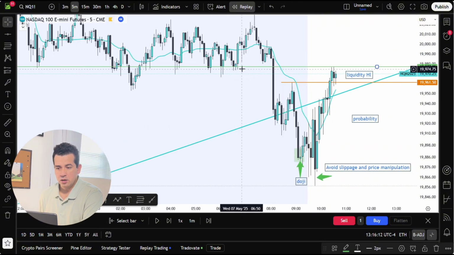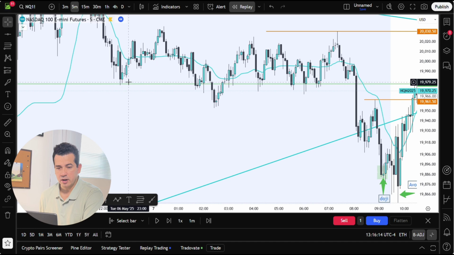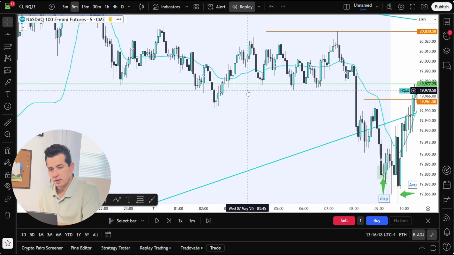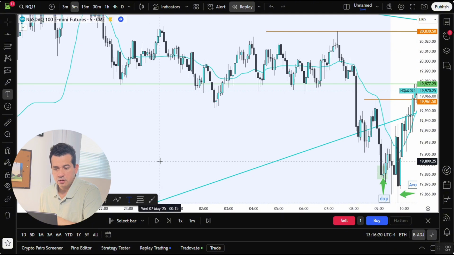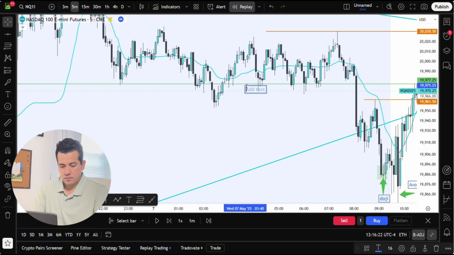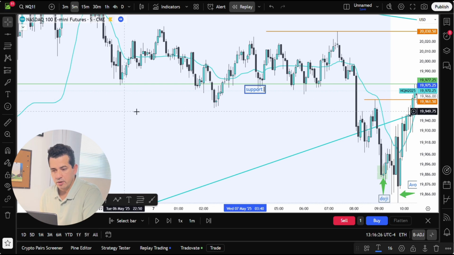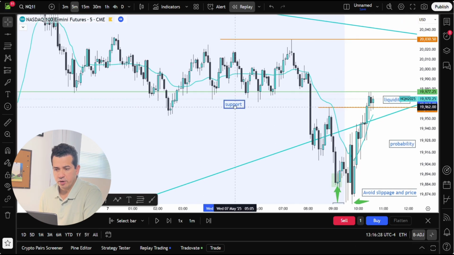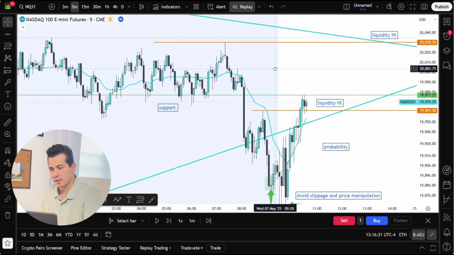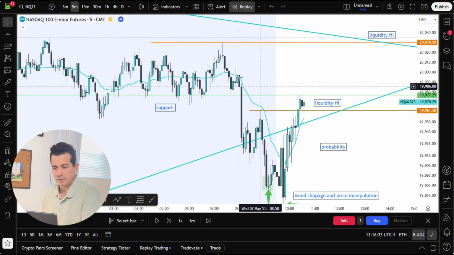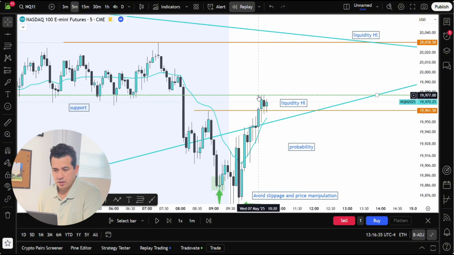Okay, there's a lot of support. You see this on the train, how the train supports. So this is really, let's write down support. I think I spelled it right. So we have support in this area, in this zone right here, in this price, 19977. So it touches, jumps back up.